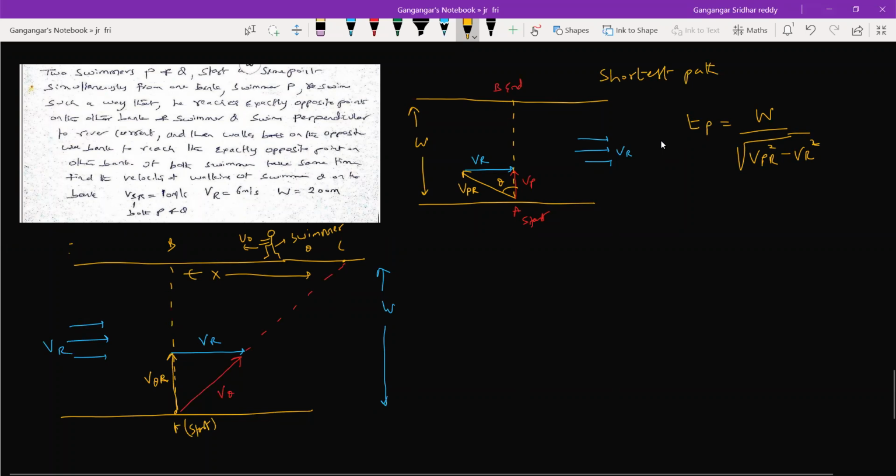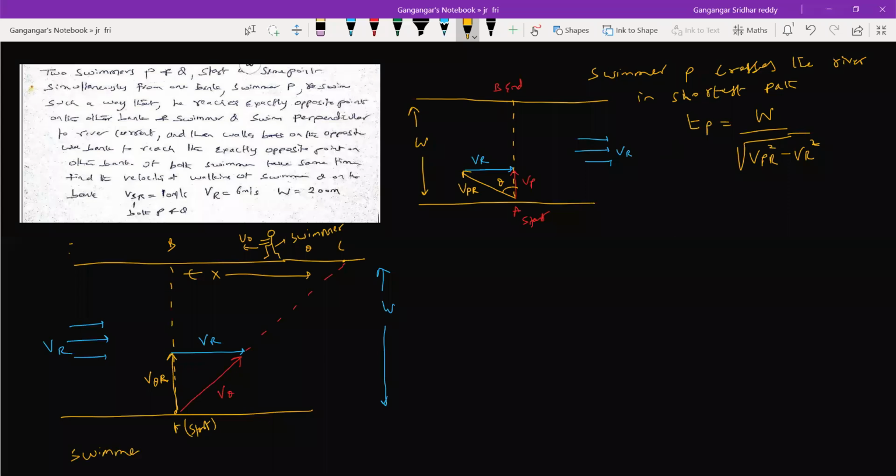What about swimmer Q? Swimmer P crosses the river in the shortest path. What about swimmer Q? Shortest time. Swimmer Q crosses the river in the shortest time.